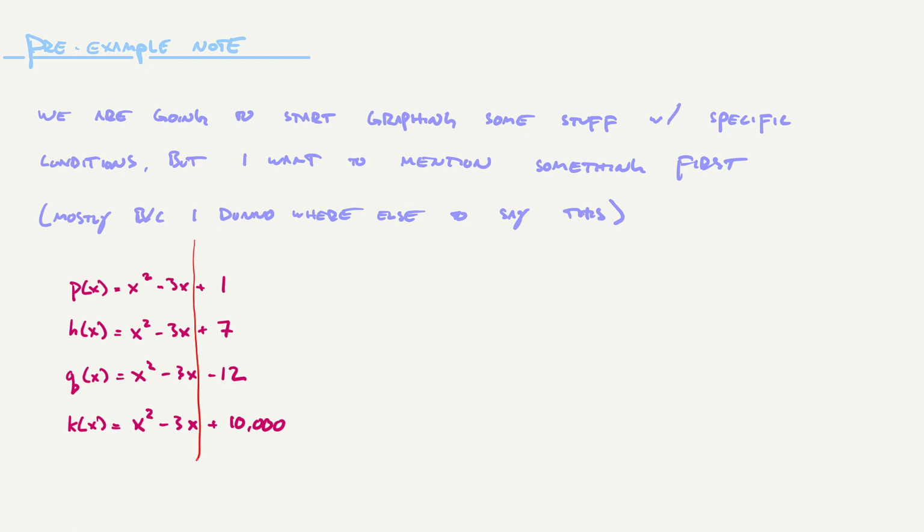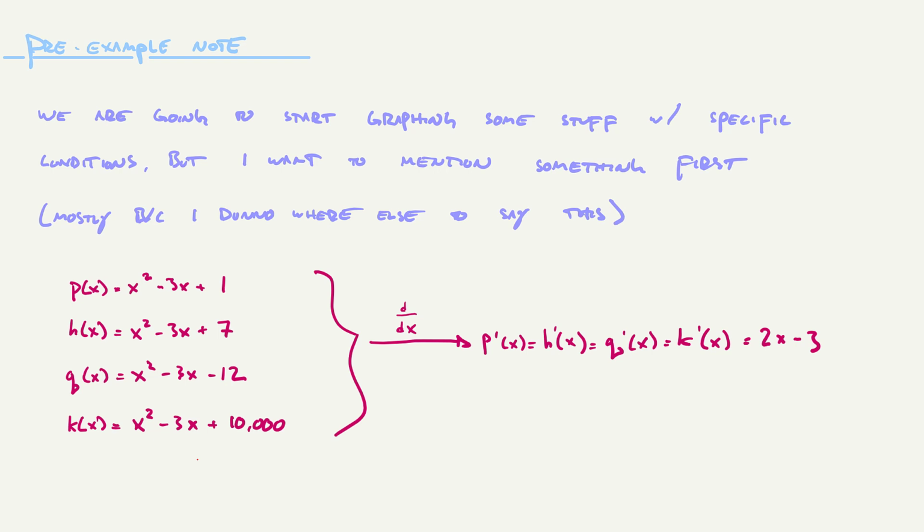P of x has a +1, h of x has a +7, q of x has a -12, and k of x has a +10,000. If I were to find the derivative for every single one of these functions, you'd actually find that they're all exactly the same. They all give you a derivative of 2x minus 3. So why is that an issue?